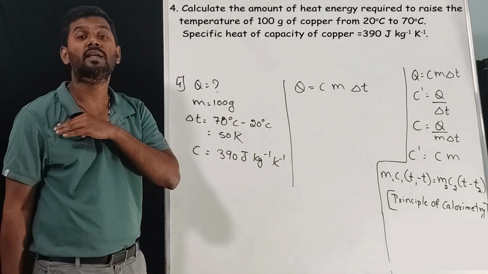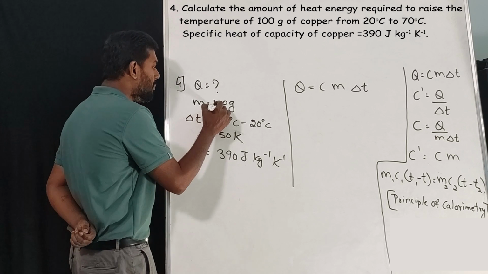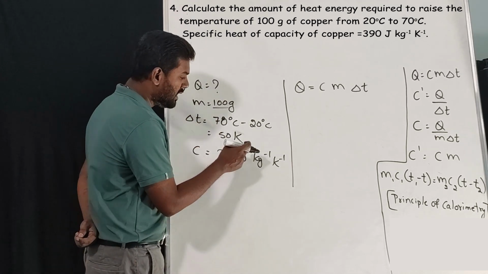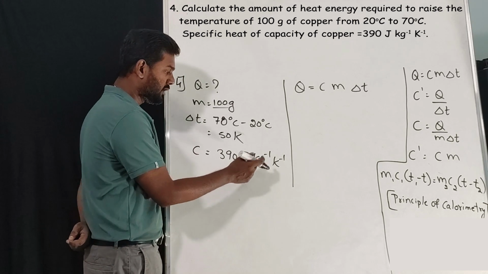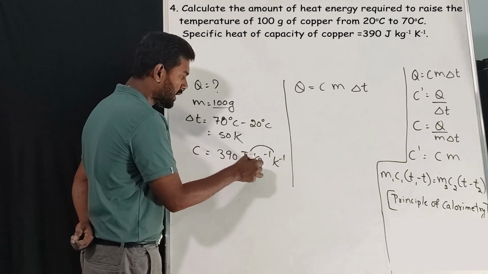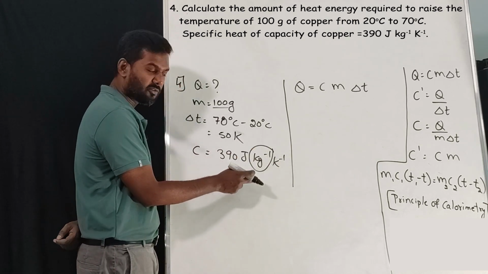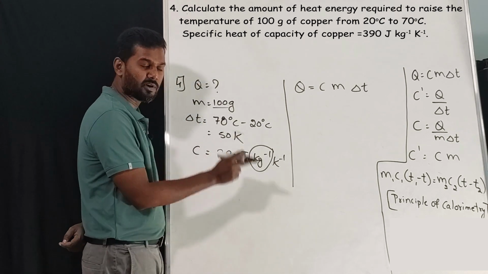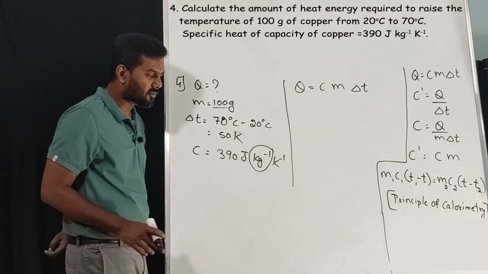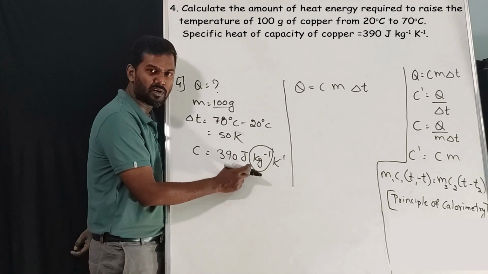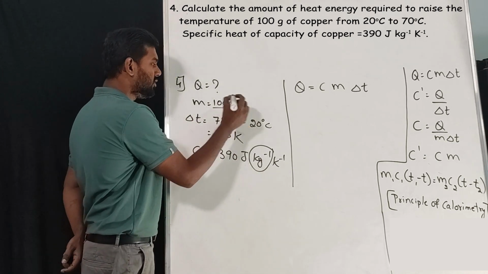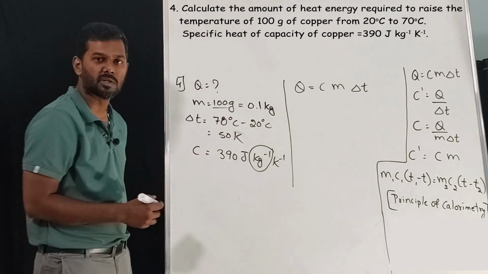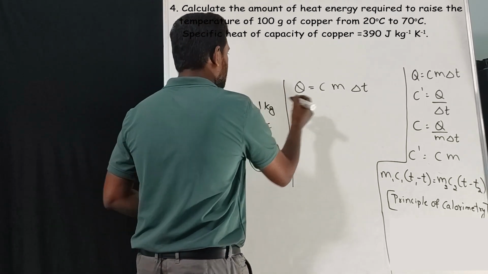Correct? Completely wrong. Why? Because the unit of specific heat capacity is joules per kg, so this is very much important. If this is given in terms of kg, mass should be in terms of kg. If this is in terms of gram, then mass should be in terms of gram. Now in this question it is given in terms of kg, so convert this one into kg, that is nothing but 0.1 kg. Now you substitute and get the proper answer.